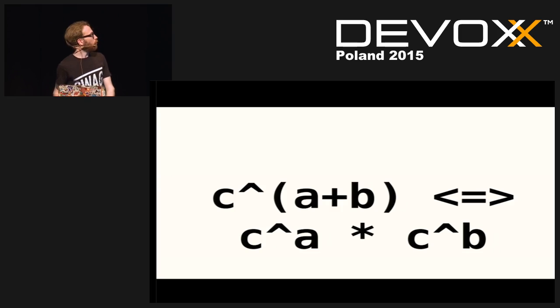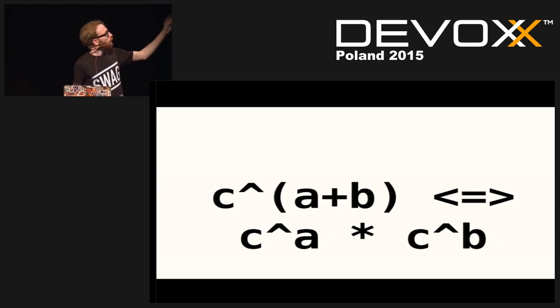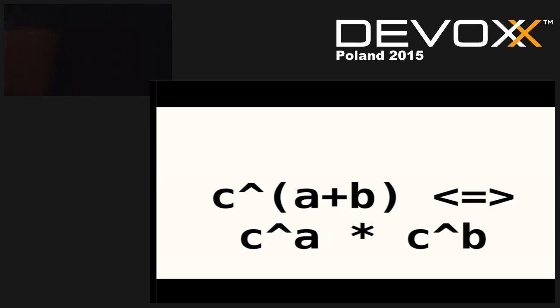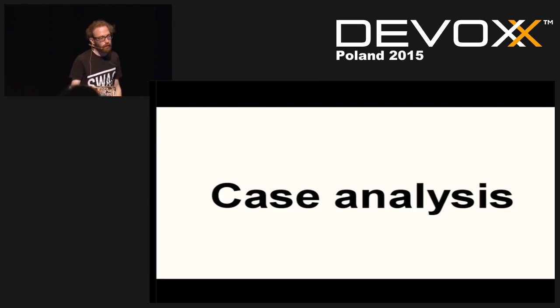And this one is a bit more complicated, but basically it says you can do case analysis. If we have a function from A or B to C, it's equivalent to a function from A to C and a function from B to C. So that's case analysis. When you're doing pattern matching or using fold or stuff like that, you're using this equivalence.